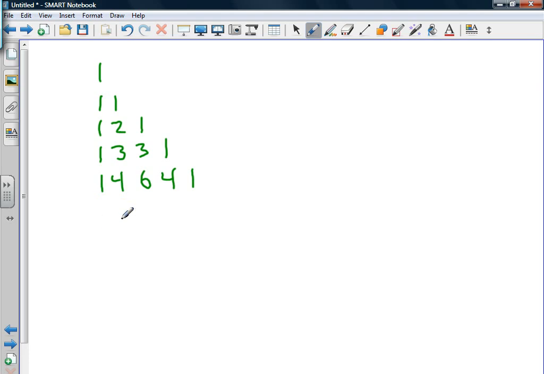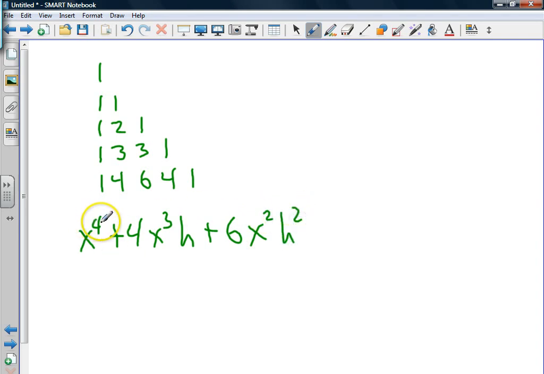All right, so can you tell me now what you would get if you FOILed out the whole thing? 1, I'm going to write it down. 1, what do you think? X to the fourth plus 4x cubed h, or hx cubed, I don't care, plus 6x squared h squared. Notice how the exponents always add up to 4. 1 plus 3, 2 plus 2, right? Plus 4x to the 1 times h cubed.